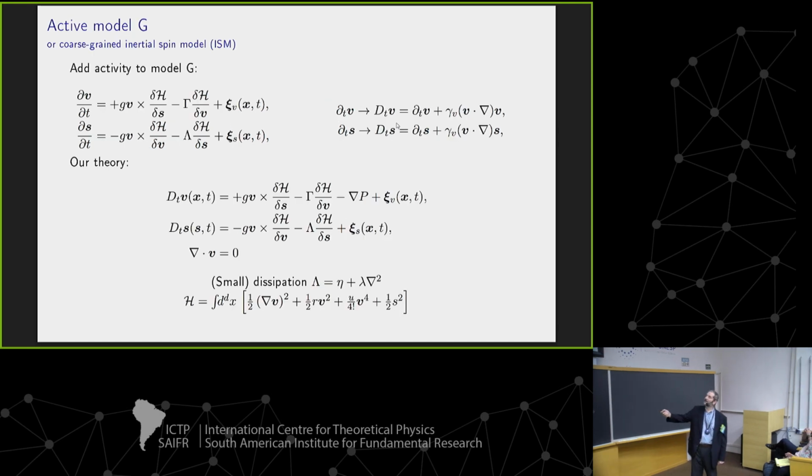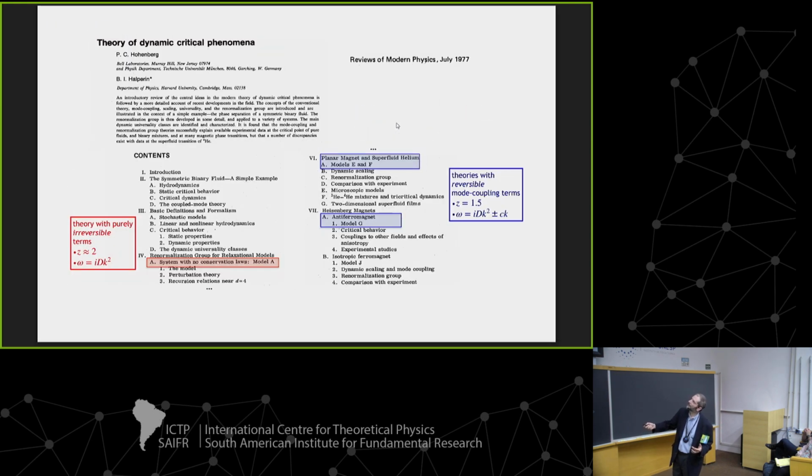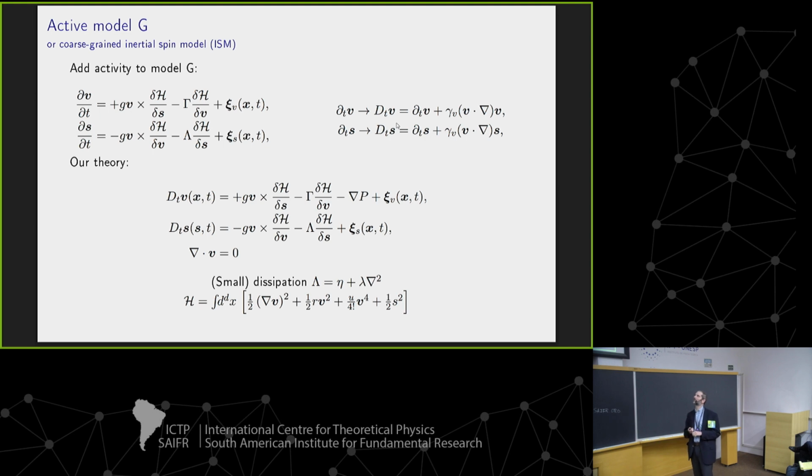If you do this, well, this was done in the 70s, and the critical exponent goes from 2 to 1.5. So it lowers the exponent. So the bet here was, what if we add inertia to the active, overdamped model we have? Or conversely, you can say, let's pick model G, which is model A with inertia, and then add activity to it. So it's basically the same thing.